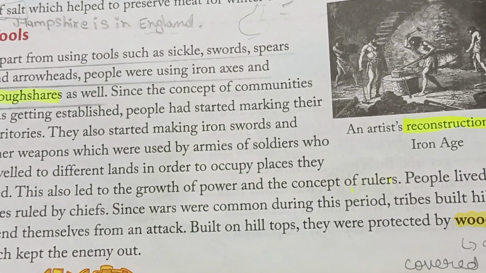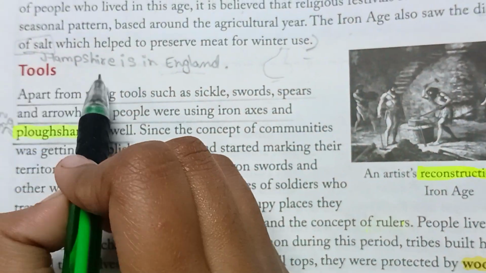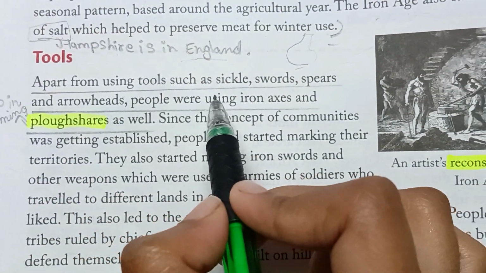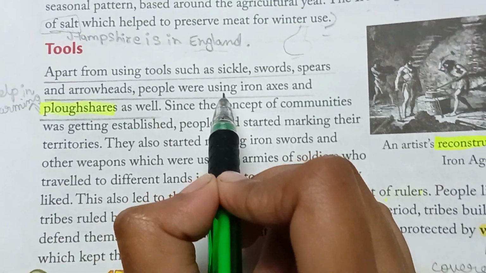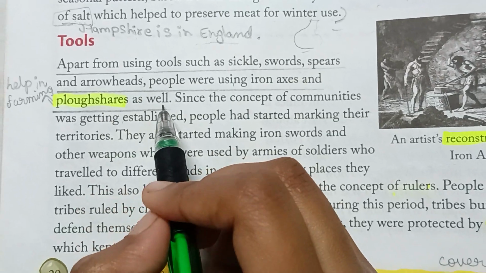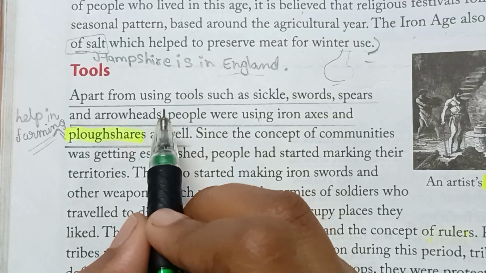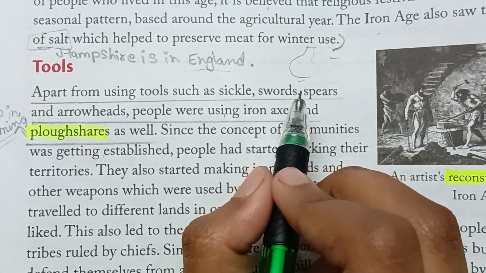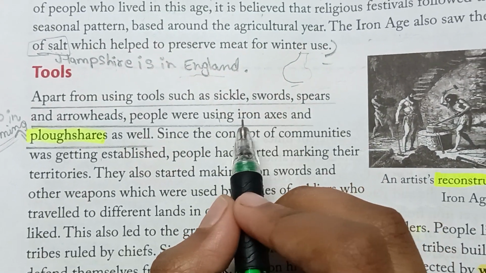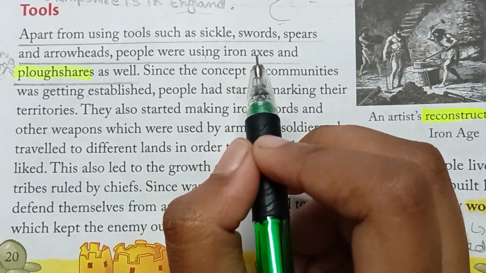Now, the second thing that changed with the introduction of iron was tools. Apart from using tools such as sickles, swords, spears, and arrowheads, people were using iron axes and plowshares as well. This plowshare helped in farming. That means they now also used tools that were made of iron.